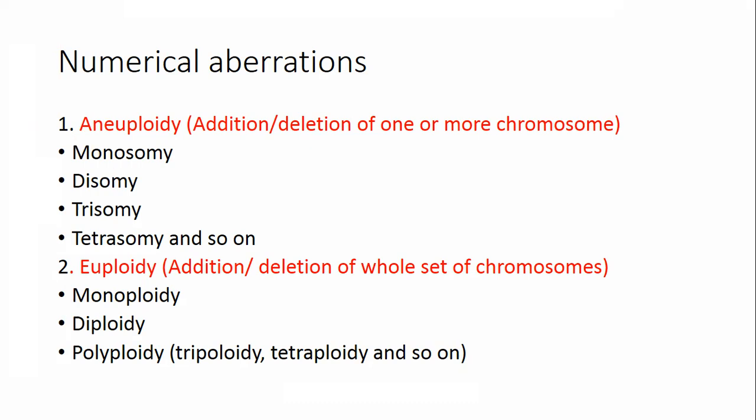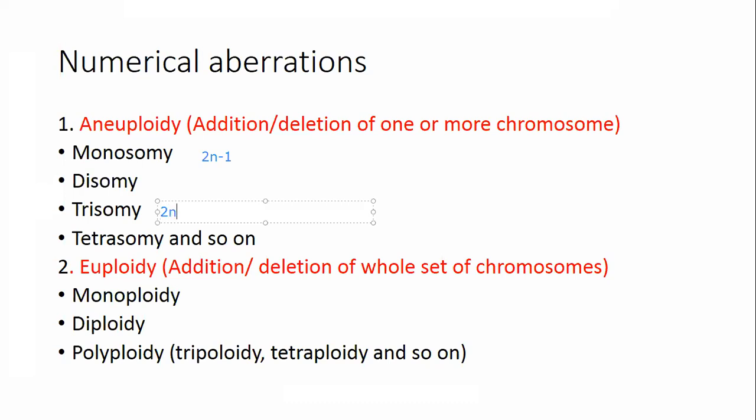So monosomy is represented as 2n-1, means from the diploid genome, one chromosome is missing, one chromosome is lost. So that is the condition of monosomy. Then disomy, that is a normal condition, and trisomy, in which one chromosome is added in the diploid genome.